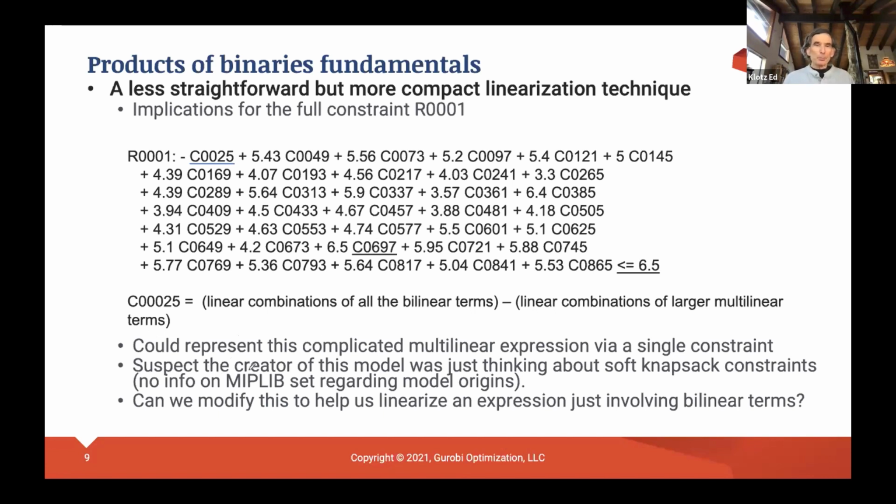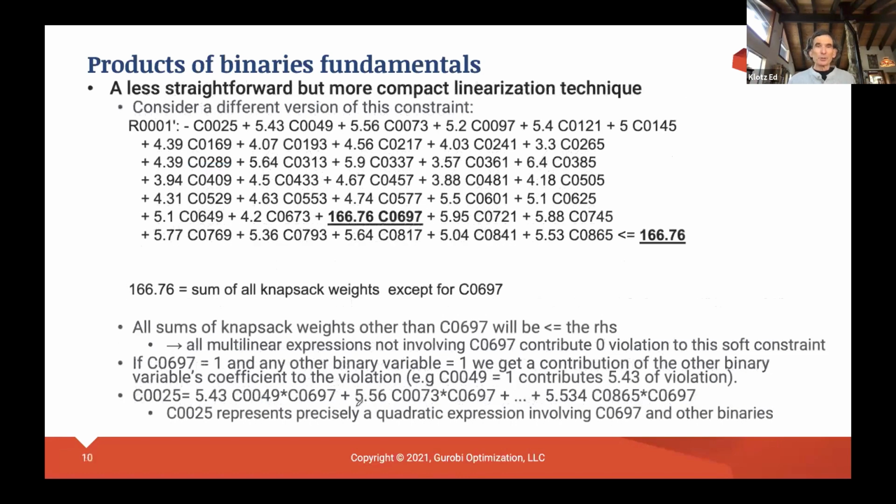Now, I don't think the person who created this model was doing anything other than thinking about soft knapsack constraints. There's no information in the MILP set regarding where this model came from. But this raises a question. Can we modify this to help us linearize an expression involving just bilinear terms? And the answer turns out to be yes.